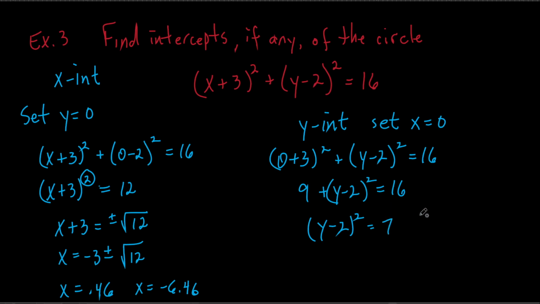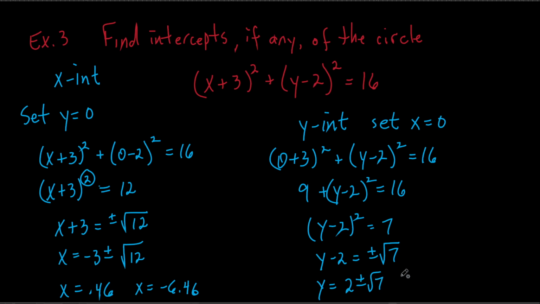7? All right, that's supposed to be a 2. It's a weird looking 2. But what do we do? Get rid of that square. So we square root. So I've got y minus 2 equals plus or minus the square root of 7. Almost done. Y equals 2 plus or minus the square root of 7.